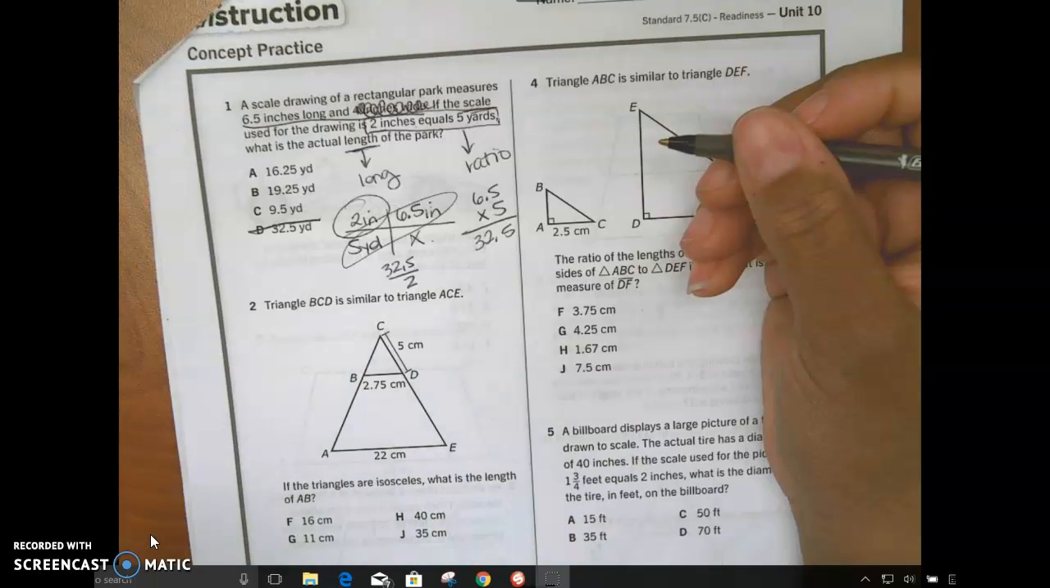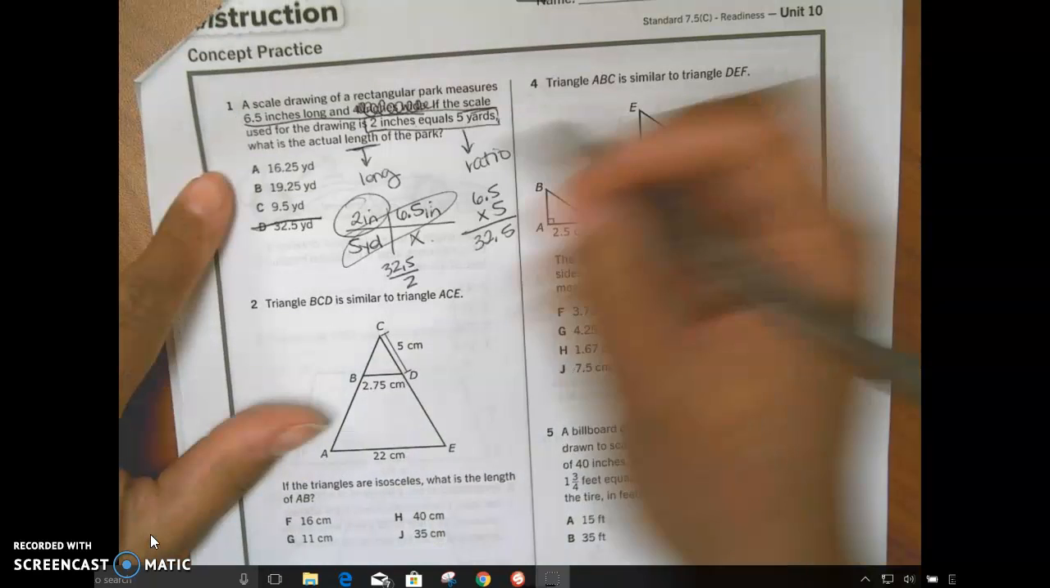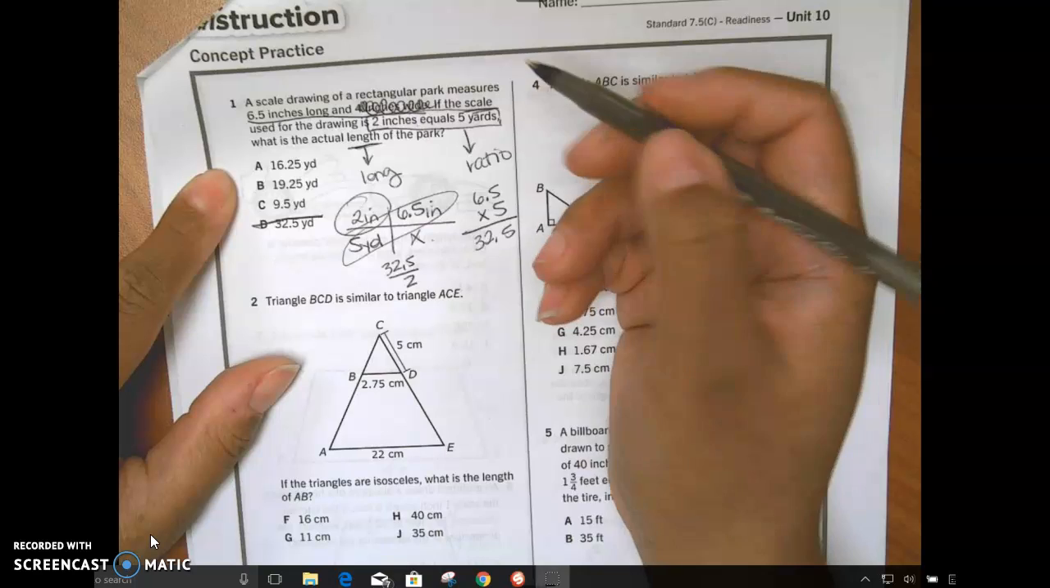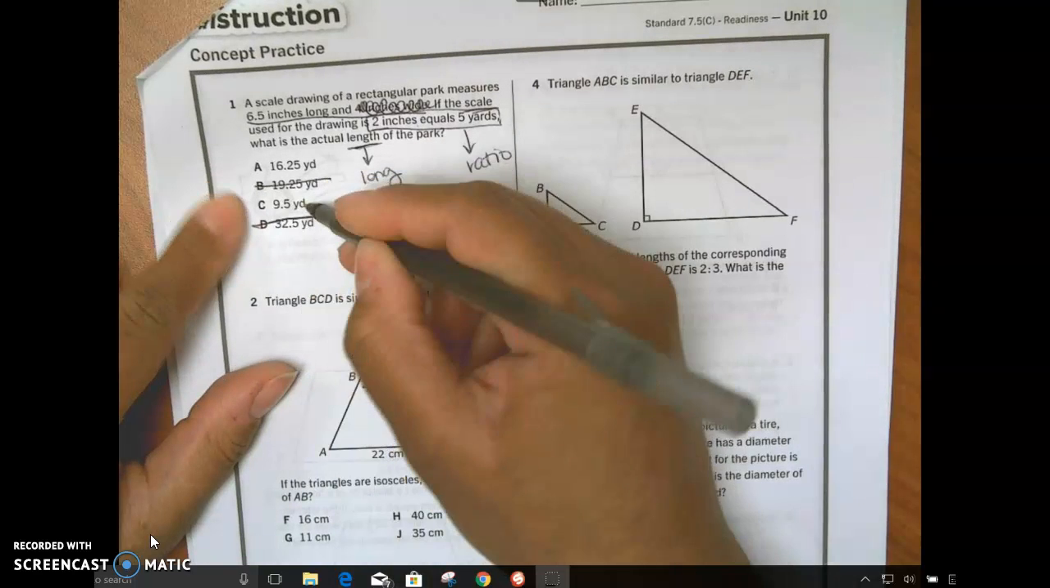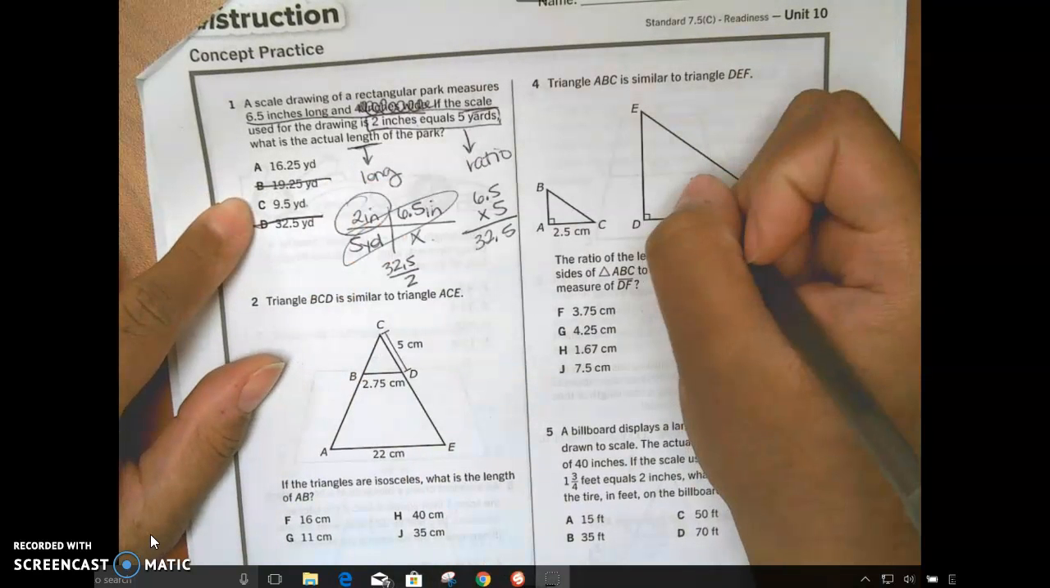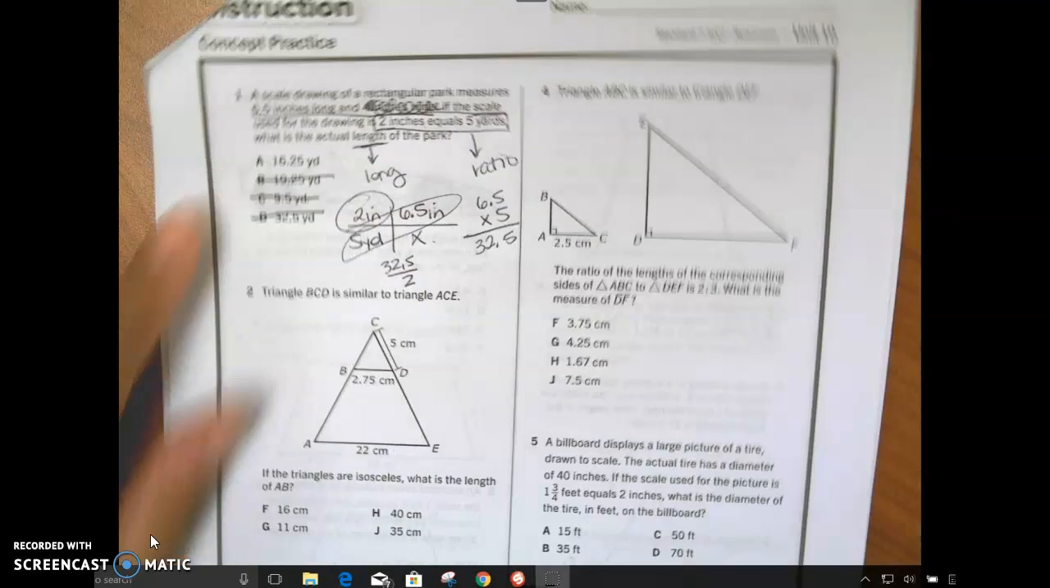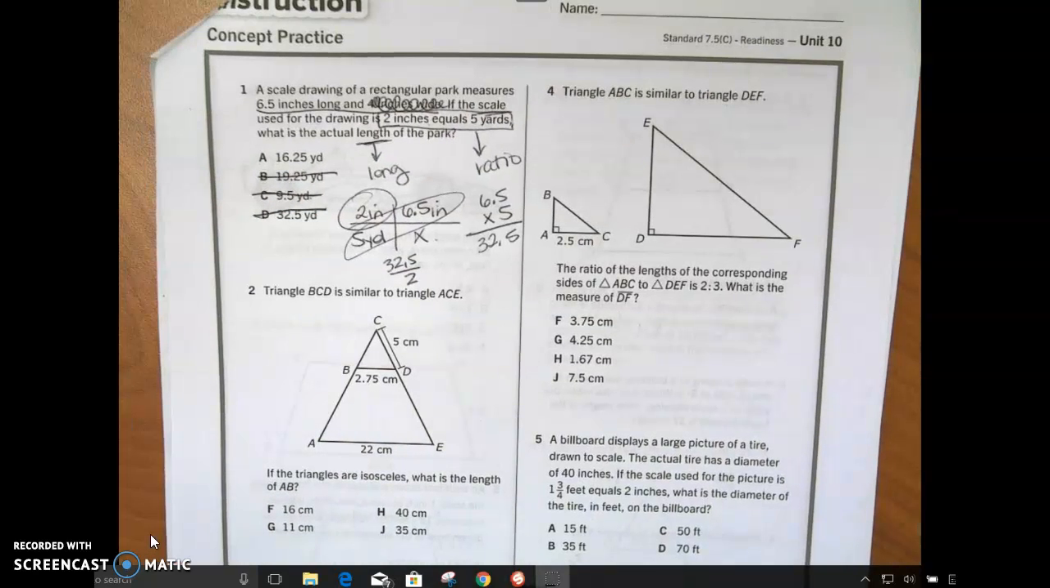16-ish. So what answer makes the most sense? Why does B not work? Too much. Why does C not work? Not enough. Do I need to actually work it out? No. Get ready to go.